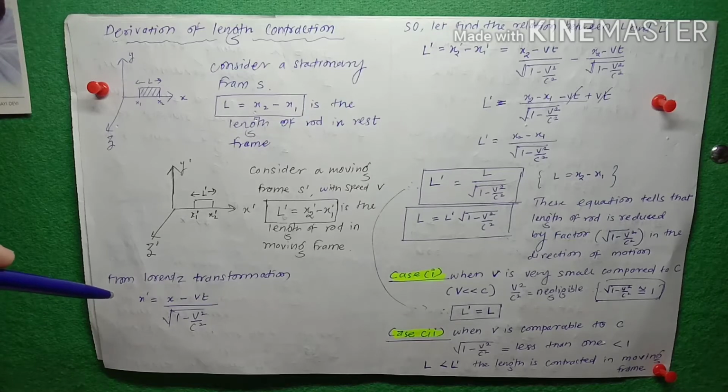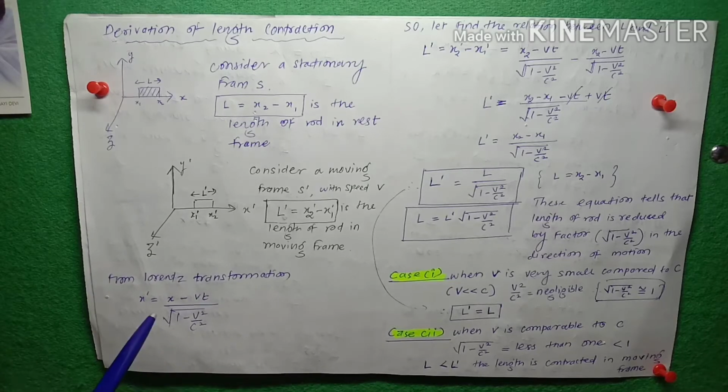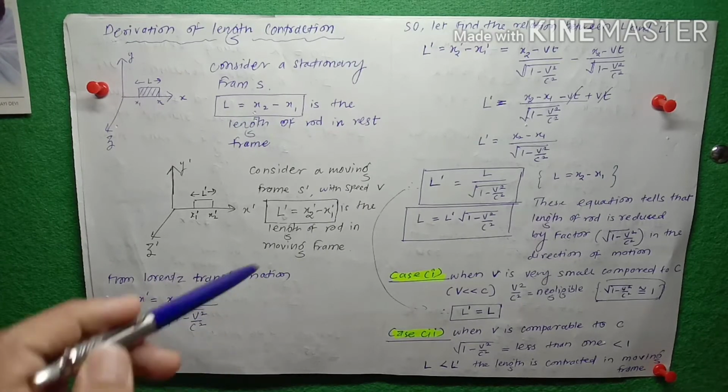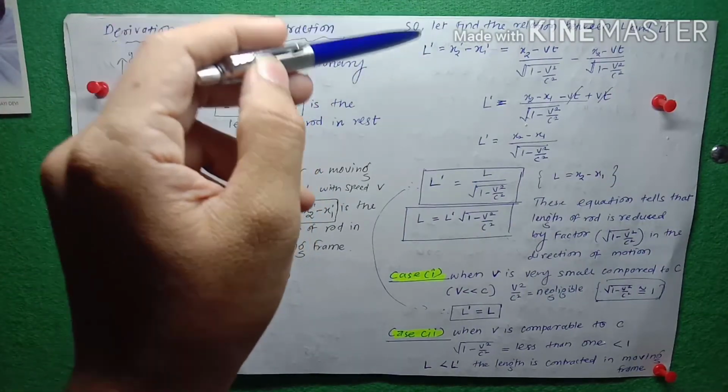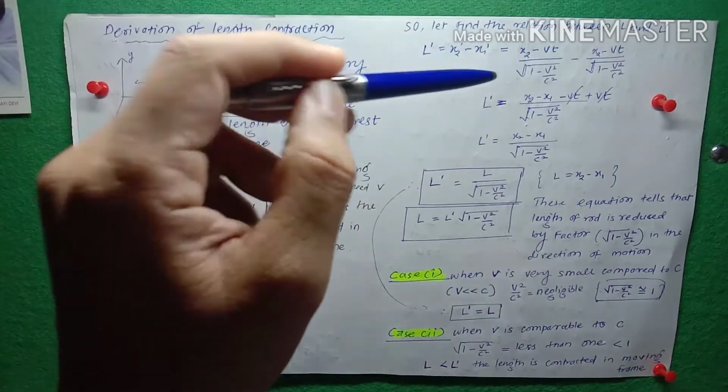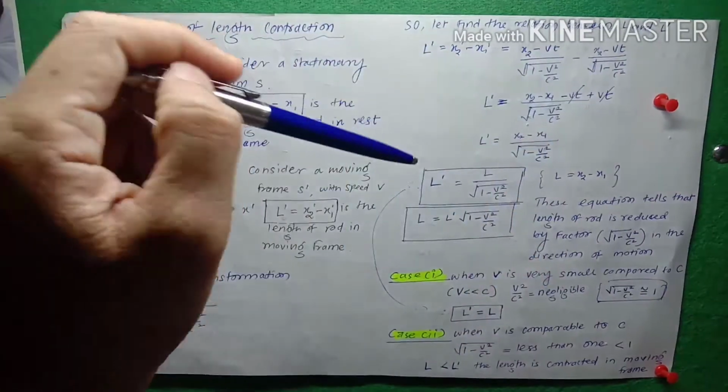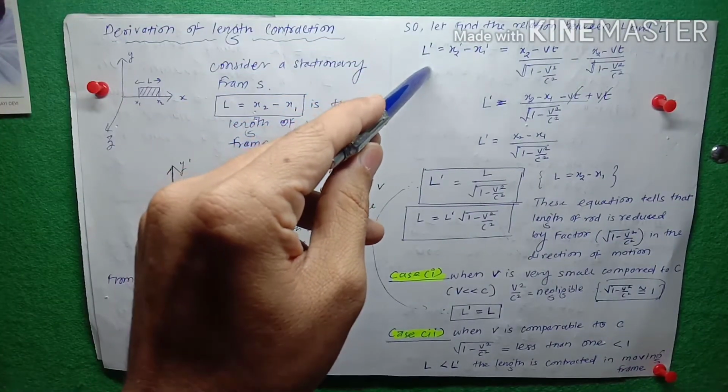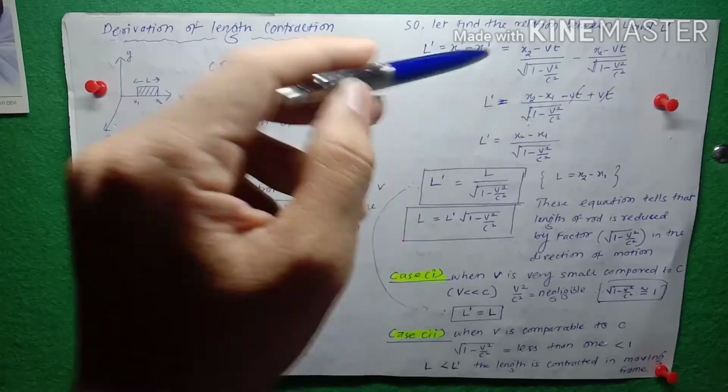In one of our videos on Lorentz transformation, we have seen the equations, of which this is the one we are going to use: x dash is equal to x minus vt divided by the square root of 1 minus v square by c square, where v is the velocity of the frame with which it is moving, t is the time, and c is the speed of light. So let us find the relation between L and L dash, that is the length of the rod in the rest frame and the moving frame. So L dash is equal to x2 dash minus x1 dash.